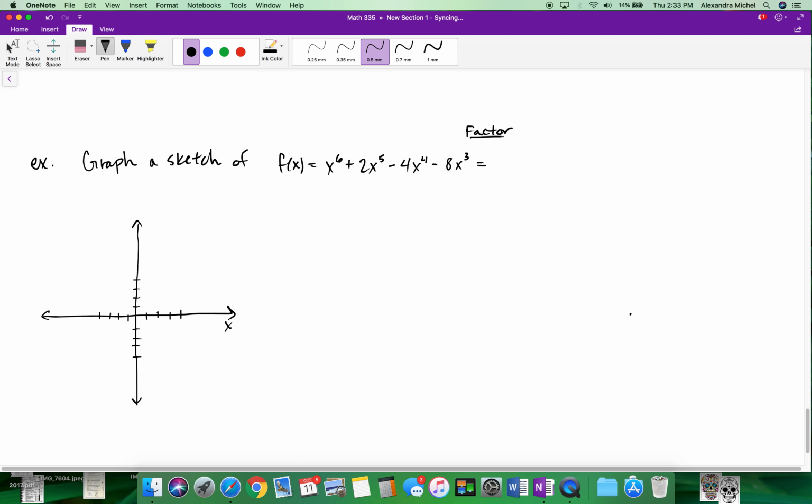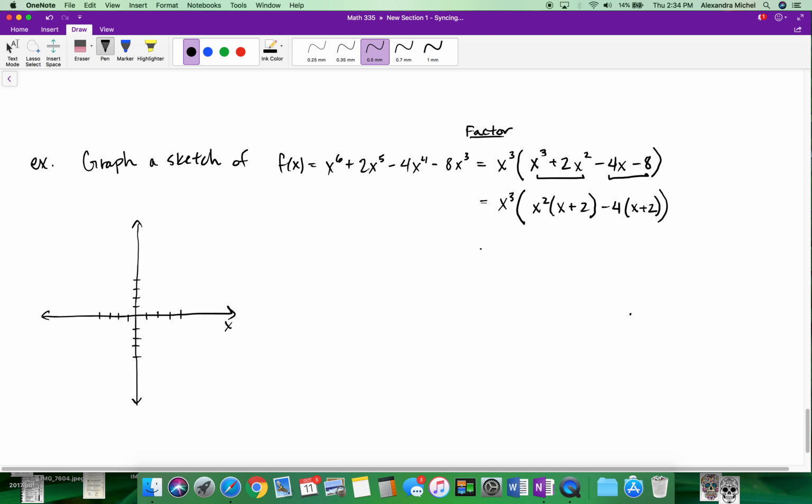So I notice that I can take out an x cubed from everything, and I'm left with x cubed plus 2x squared minus 4x minus 8. Now on the inside I have 4 terms, so I'm going to factor by grouping. I'm going to see if I can do that. From the first 2, I'm going to take out an x squared, and I'm left with x plus 2. And from the second 2, I'm going to take out a minus 4, and I'm left with x plus 2.